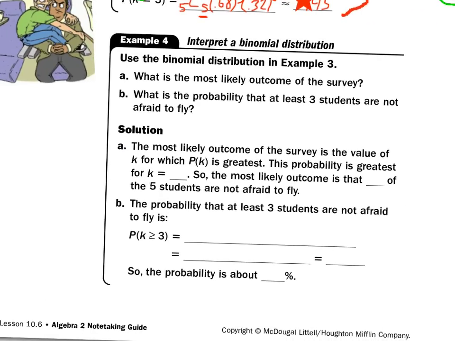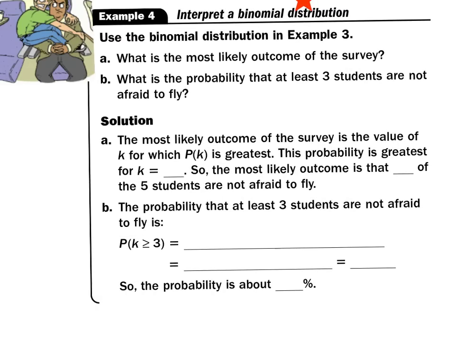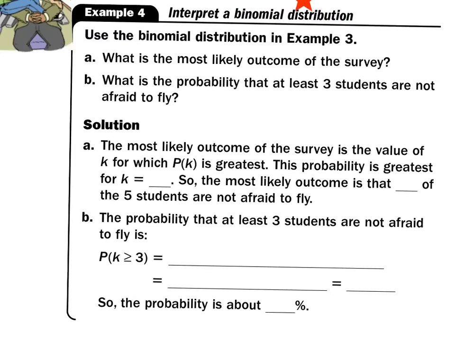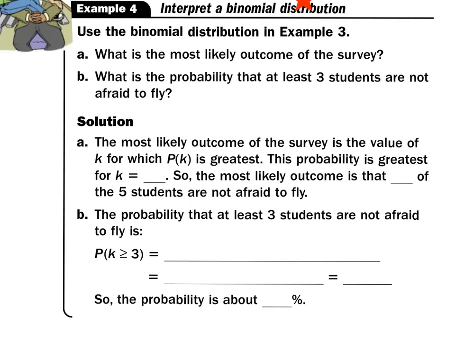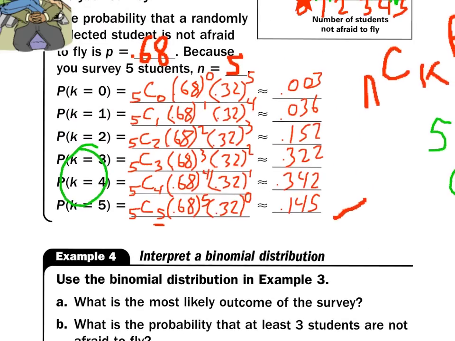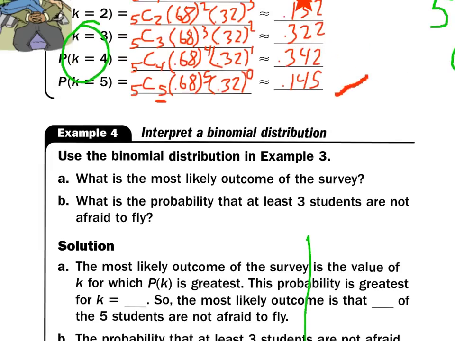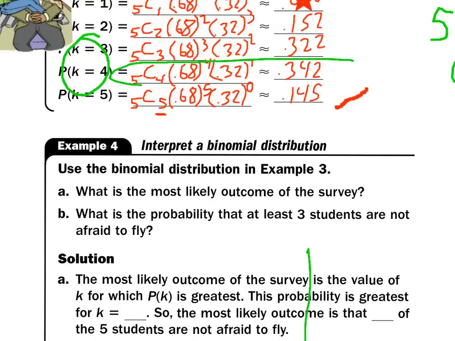Alright, interpret binomial distribution. Let's see what we got here. Interpret a binomial distribution. Use the binomial distribution in example 3. What is the most likely outcome of our survey? Alright, well the most likely outcome of that survey was 4. Right? See right here is 4, 0.342. Alright. What is the probability that at least 3 students are not afraid to fly? Well, that would be 0.322, right?